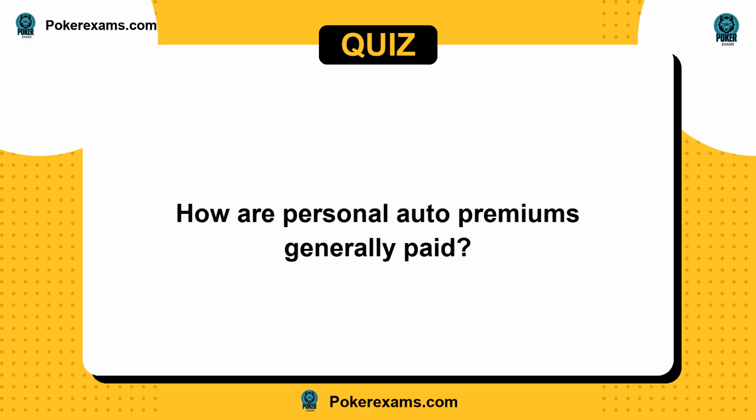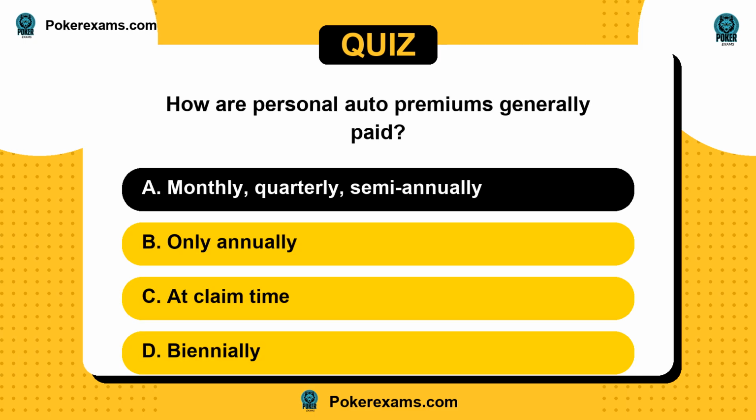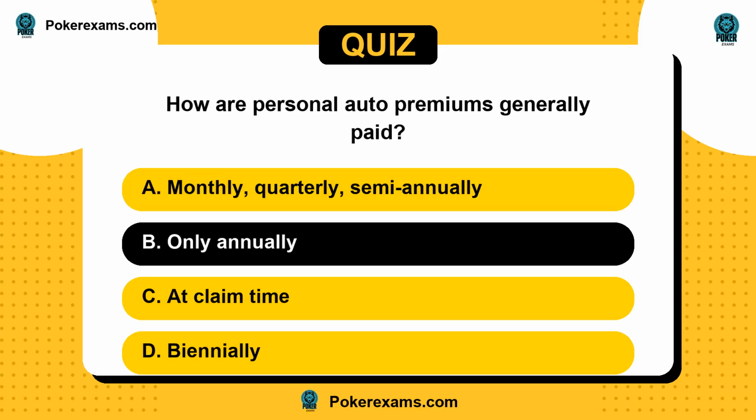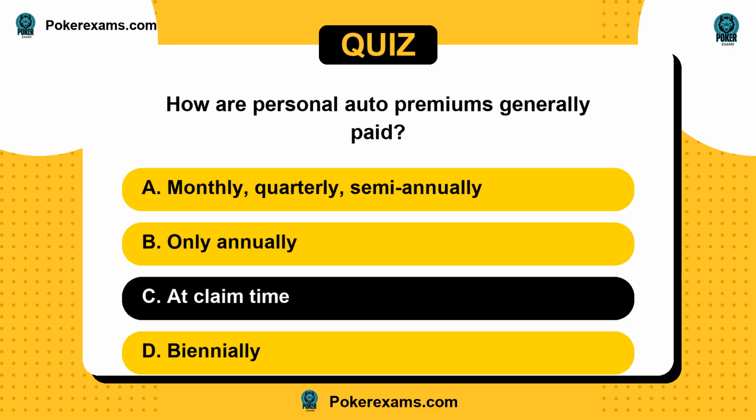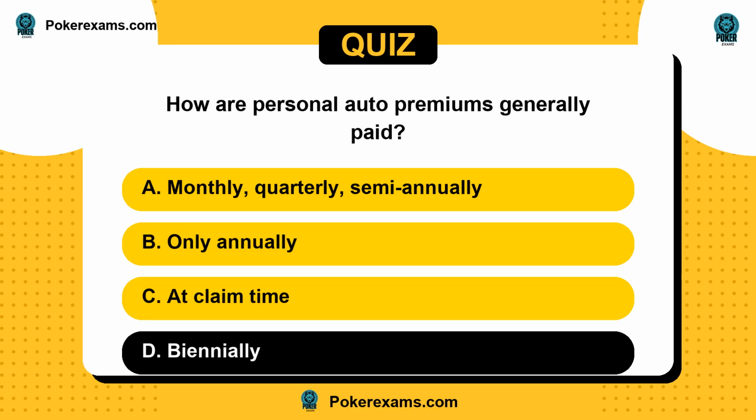Next question. How are personal auto premiums generally paid? Is it A, monthly, quarterly, semi-annually? Or B, only annually? C, at claim time? Or D, biannually?